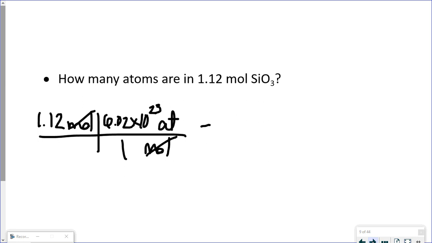So we need to put that in the calculator. Since both numbers are on top, we need to multiply them. So 1.12 times the 6.02 times 10 to the 23rd. And we had 3 digits originally, so our answer can have 3 digits, which is 6.74 times 10 to the 23rd atoms.